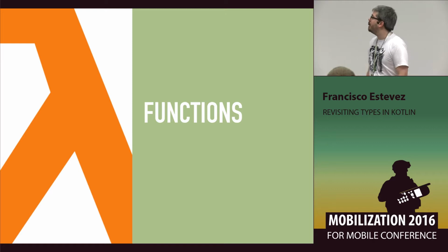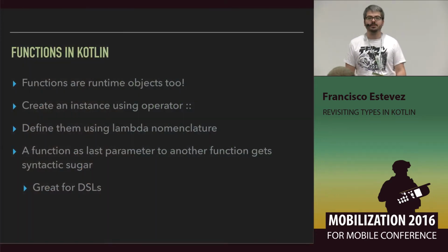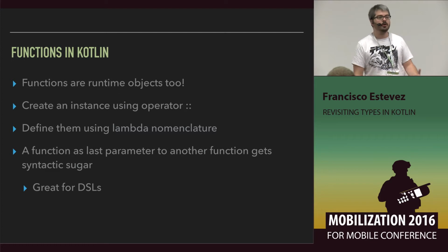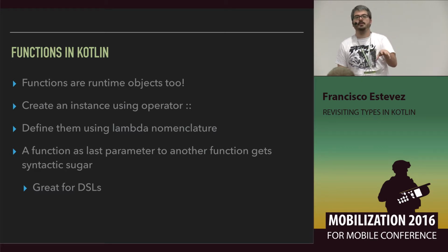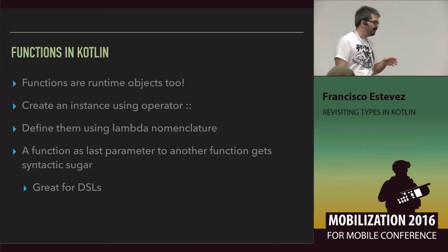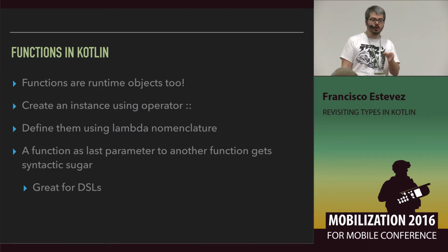The second type that I want to talk about is functions. Basically, functions become runtime objects. They become top-level constructs. They have first-class support in Kotlin. You can have a function class that is just like a value or a variable that you're sending around your application. You can create instances of every function or every method using the operator colon.